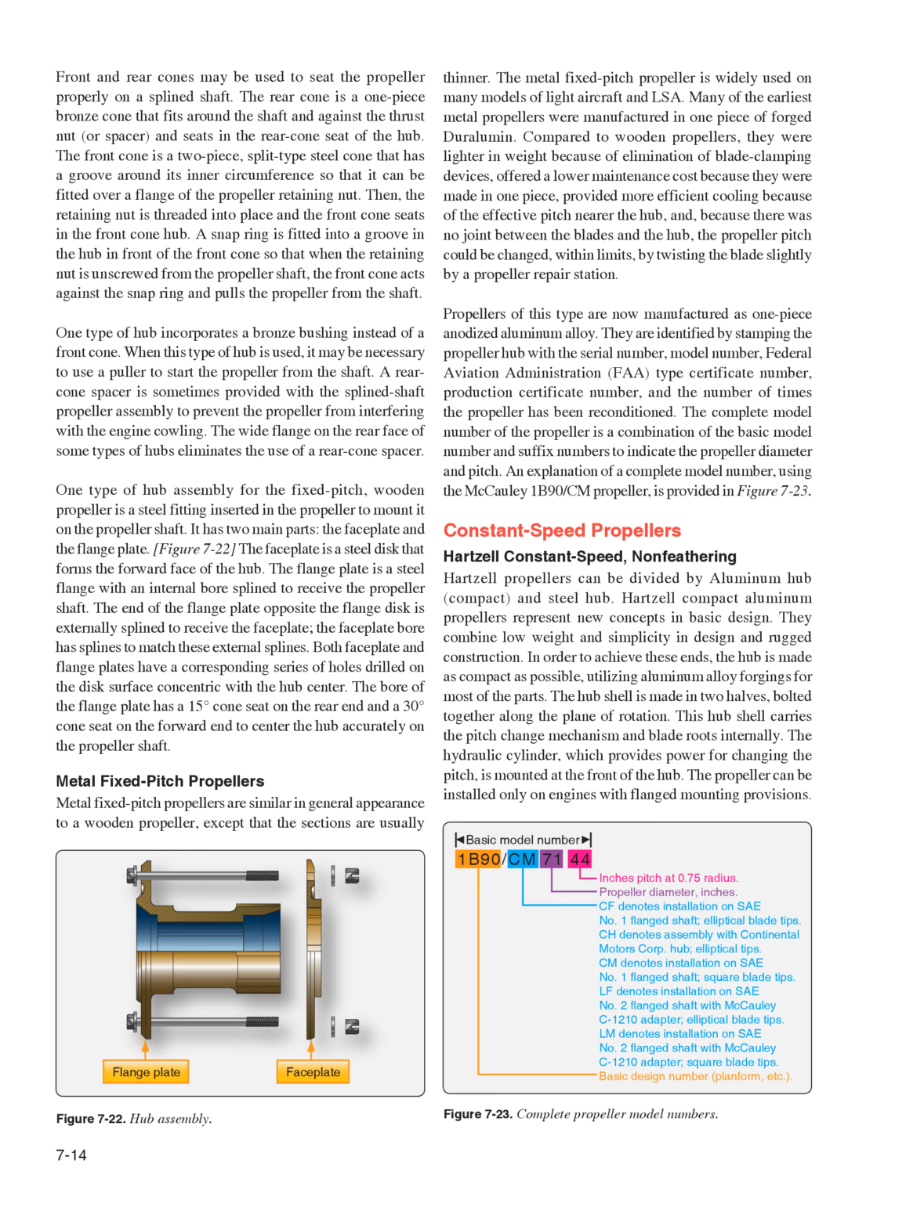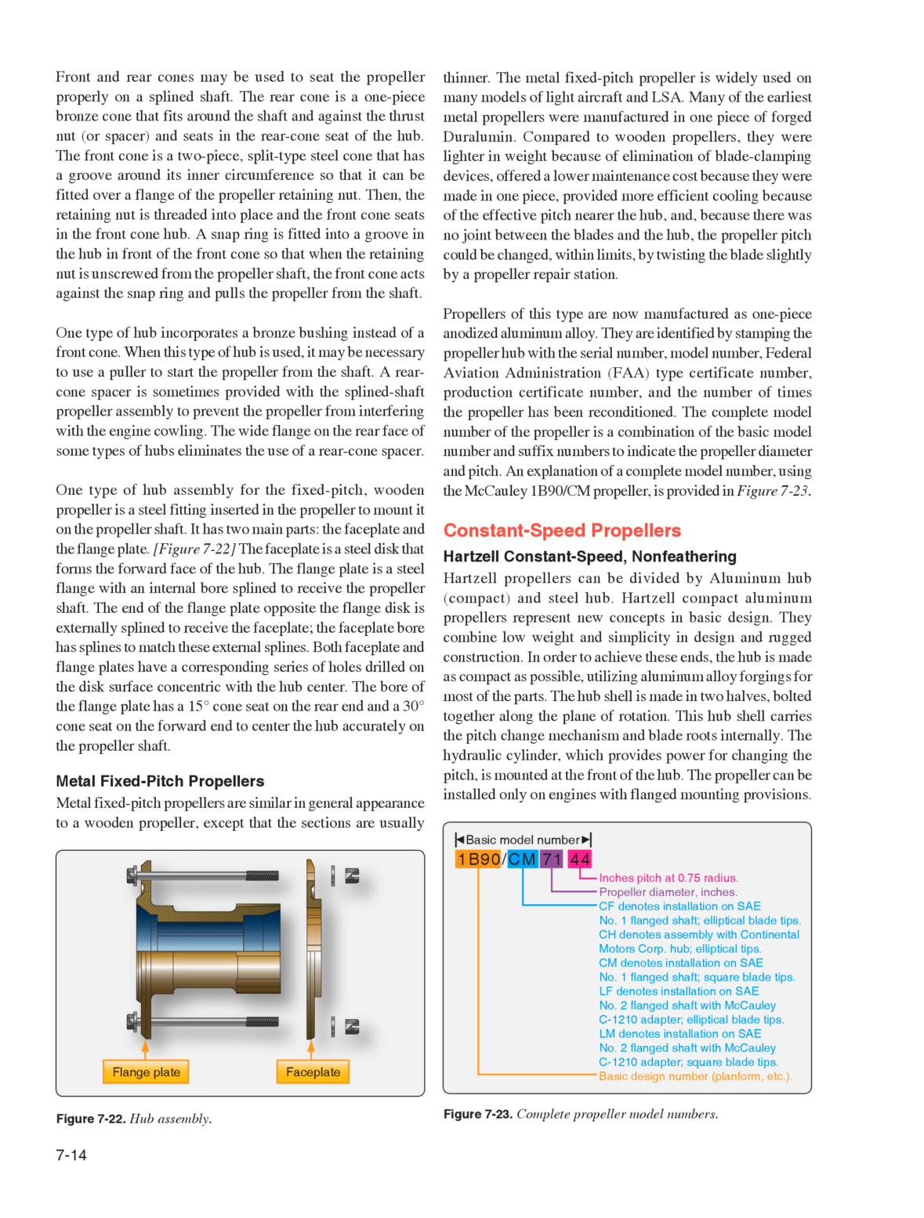Both faceplate and flange plates have a corresponding series of holes drilled on the disc surface concentric with the hub center. The bore of the flange plate has a 15 degree cone seat on the rear end and a 30 degree cone seat on the forward end to center the hub accurately on the propeller shaft.